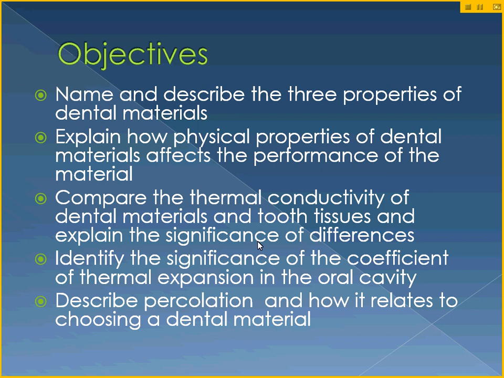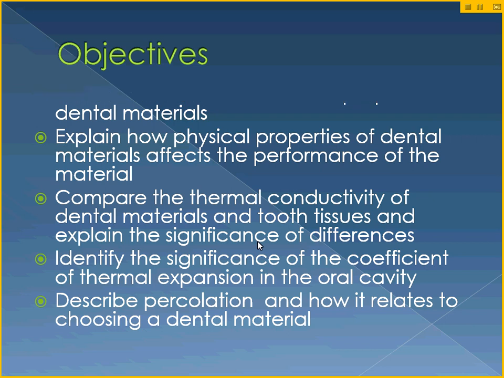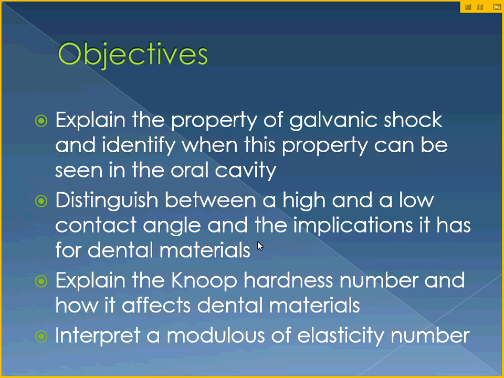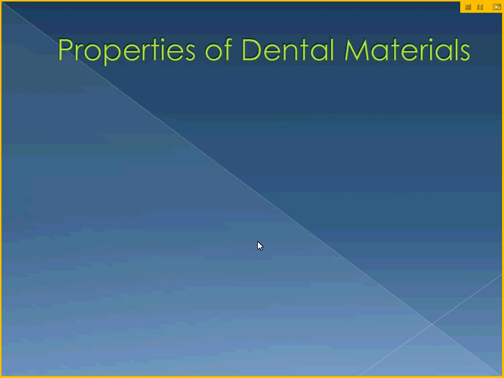Describe percolation and how it relates to choosing a dental material. Explain the property of galvanic shock and identify when this property can be seen in the oral cavity. You would be surprised that you could potentially find this occurring in a patient's mouth. Distinguish between a high and a low contact angle and the implications it has for dental materials. Explain the Knoop hardness number and how it affects dental materials, and interpret a modulus of elasticity number.